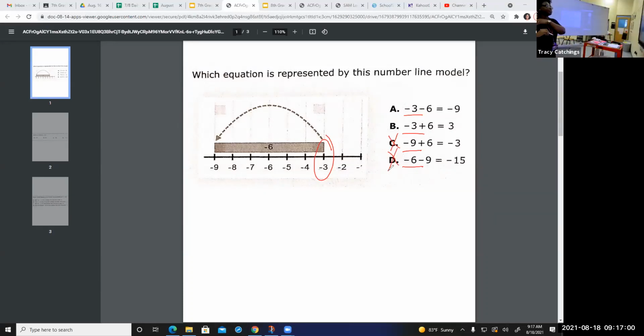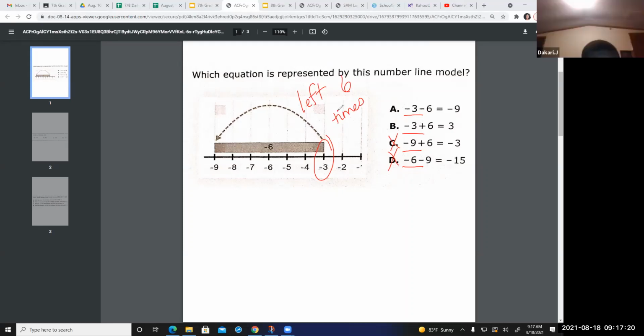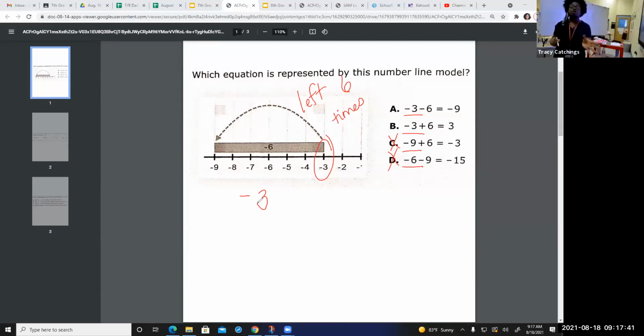So we started at -3. And what happened? Did we go to the left or did we go to the right? Left. The left. How many times? 6. And if we went left, what will we subtract? No. Go back to what we said. We started at -3, so we know -3 will be in the front. We just said we went left 6 times. Would that be a positive or add, or would it be a subtraction?